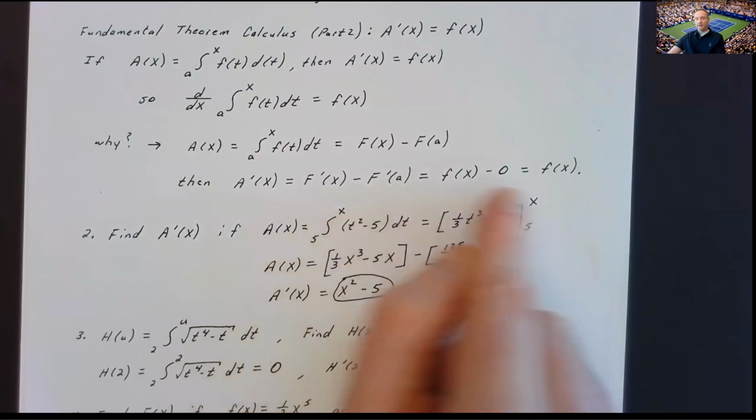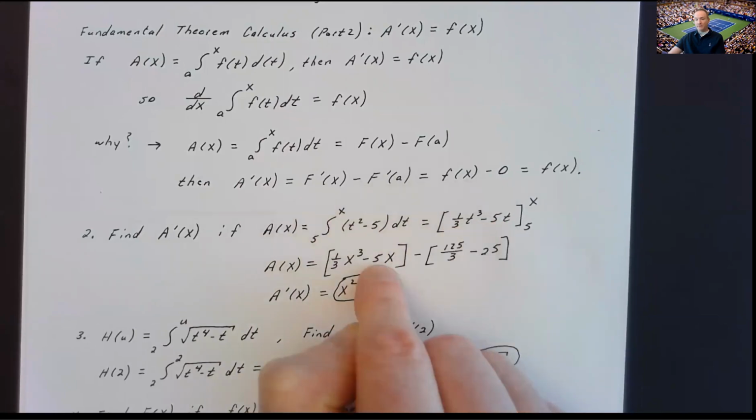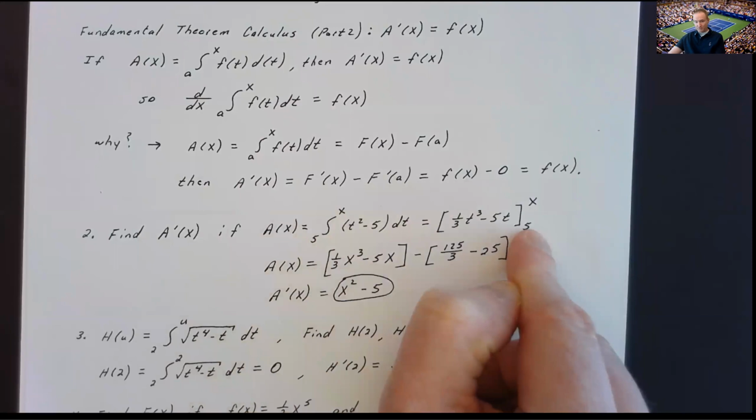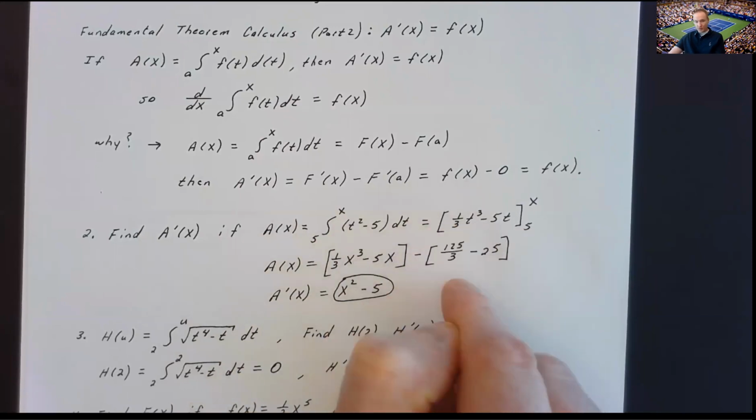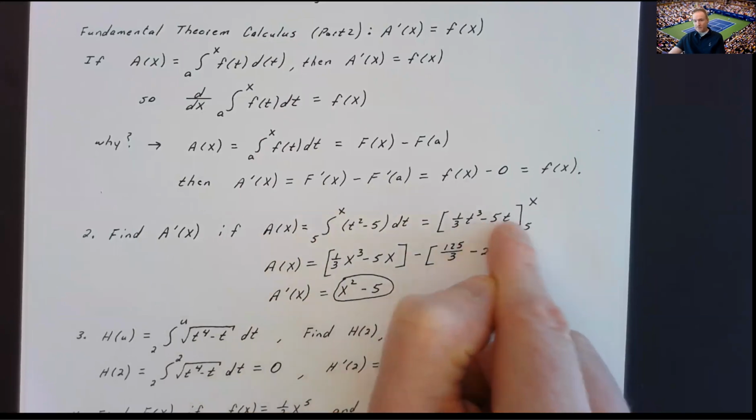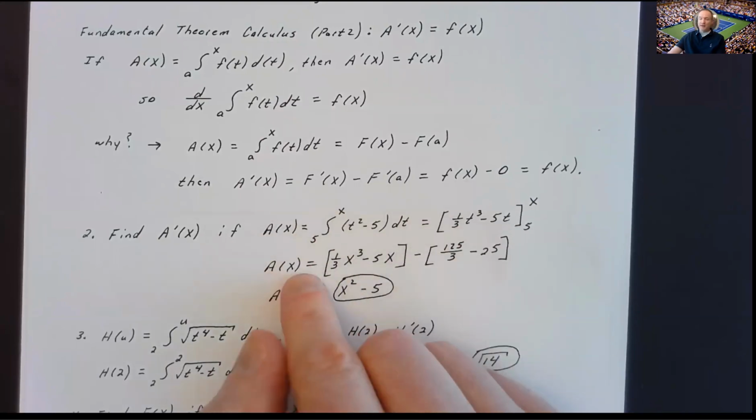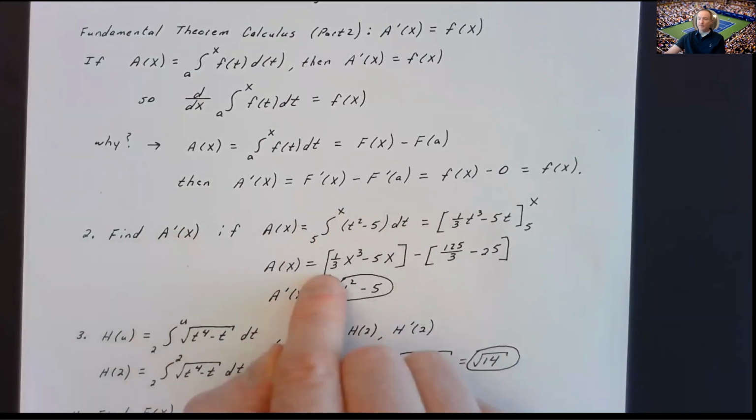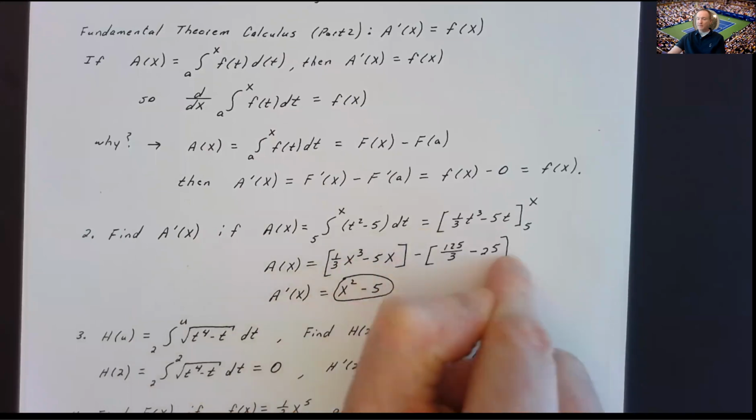So we say, okay, let's plug in the top limit. That gives you 1/3 x cubed minus 5x. Then we subtract from that the lower limit of integration, which is going to be 1/3 times 5 cubed, 125 over 3, minus 5 times 5, 25. Now, that's the area function A of x. If I want the derivative of that, I just say, well, I need to go back and take the derivative of this answer. Derivative of these constants becomes 0.